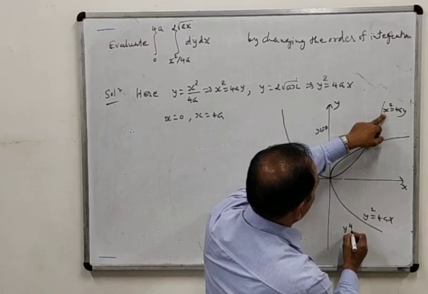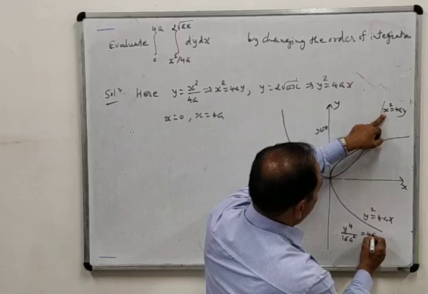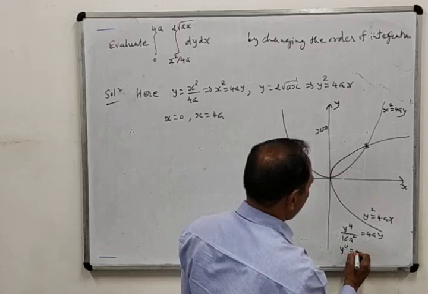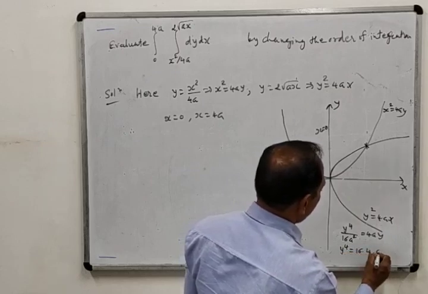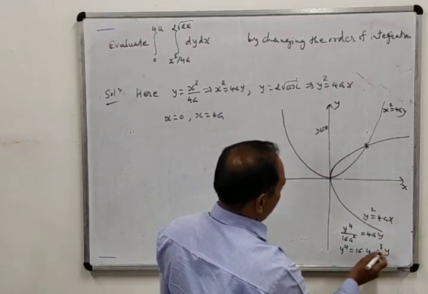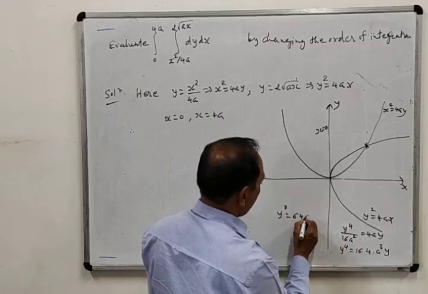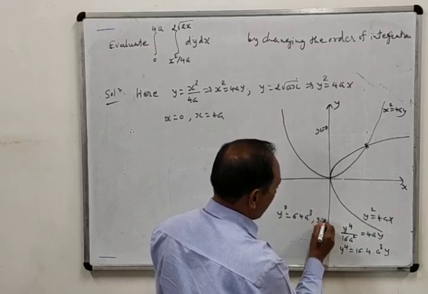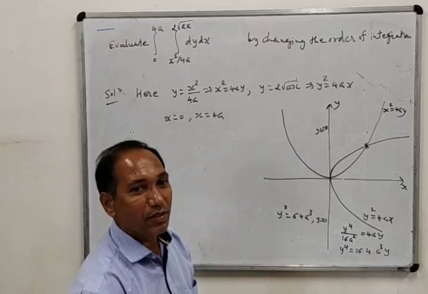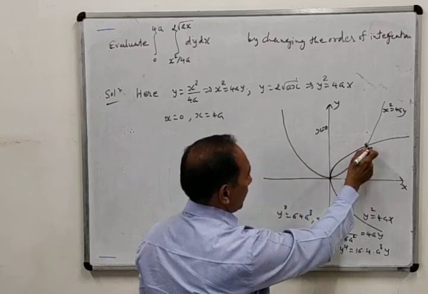So y raised to 4 by 16a square, so x square equal to 4ay. Okay. So here y raised to 4 equal to 16 into 4 into a cube into y. So from this we can have the value y cube equal to 64 a cube. And also one more value we can get, y equal to 0, because this is y raised to 4 minus 64 a cube y, so y can be taken as common, so y can be 0. And so y is 0, so this is also an intersection point, but we don't require it, we want this point.